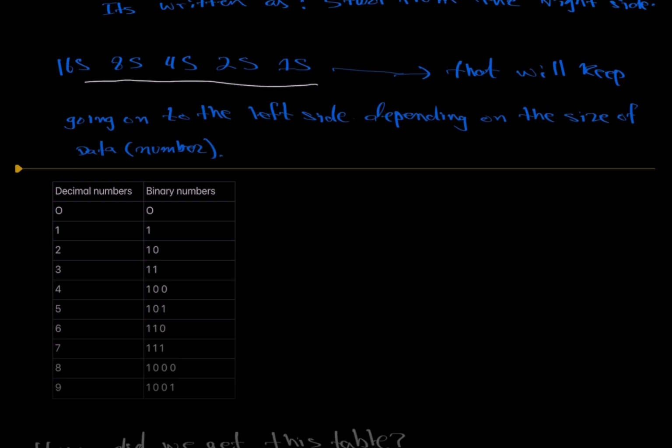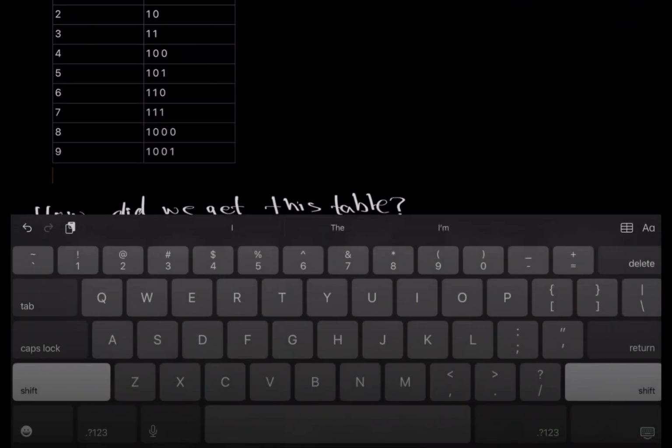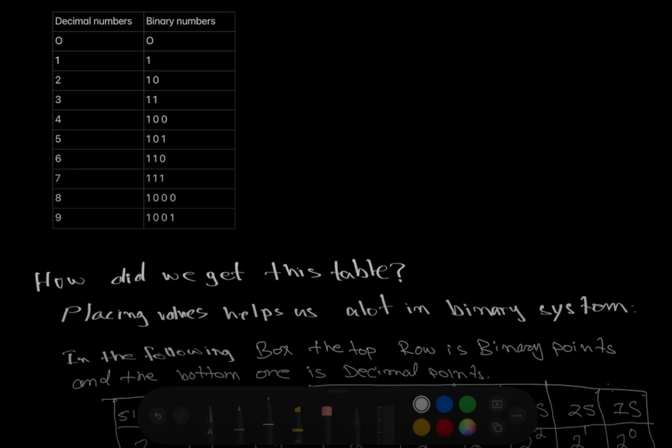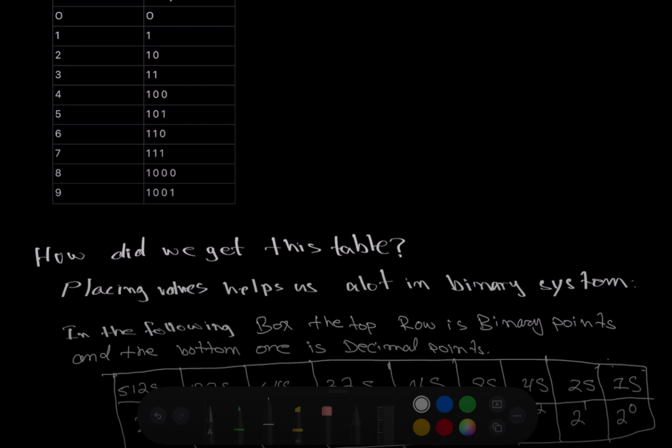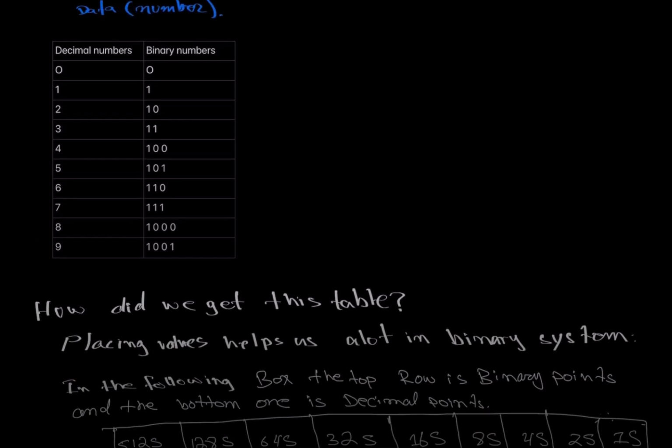And this 0, since it's binary, can be written as 0 0 0 0, and 1 can be written as 0 0 0 1. We'll come to that, don't sweat it. So this is just a chart conversion between binary and decimals.